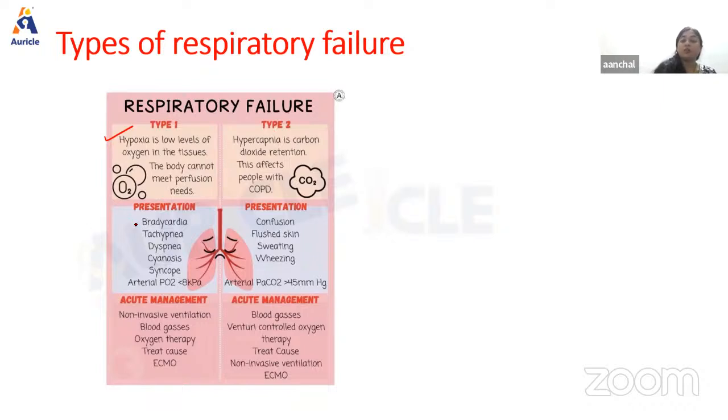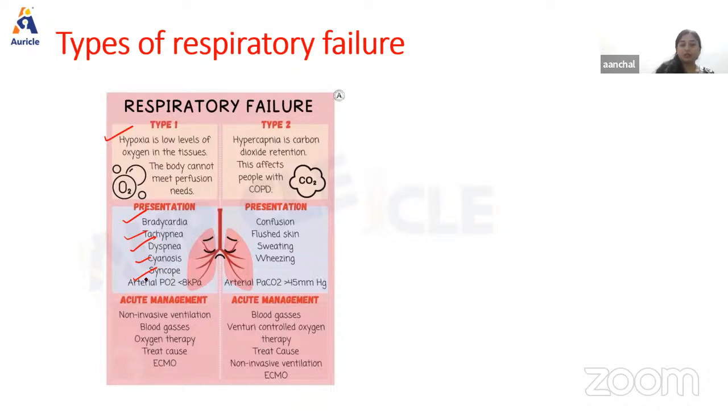Then talking about the presentation, the person will have conditions like bradycardia, tachypnea, dyspnea, cyanosis, syncope. And here the arterial partial pressure of oxygen will be less than 8 kPa. In type 2, the presentation will be like confusion, flushed skin, sweating, dizziness, and the partial pressure of CO2 will be greater than 45 mmHg.